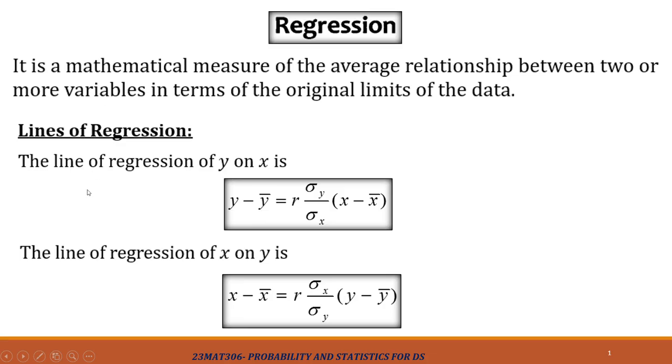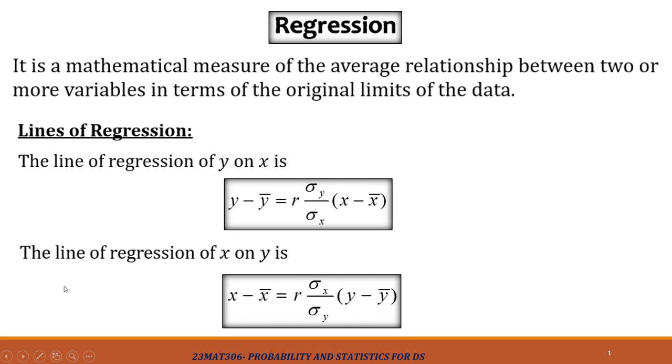The line of regression of y on x is given here: y minus y bar is equal to r into sigma y by sigma x into x minus x bar. Here, x bar and y bar are the average values, r is the correlation coefficient, and sigma is the standard deviation with respect to x and y.